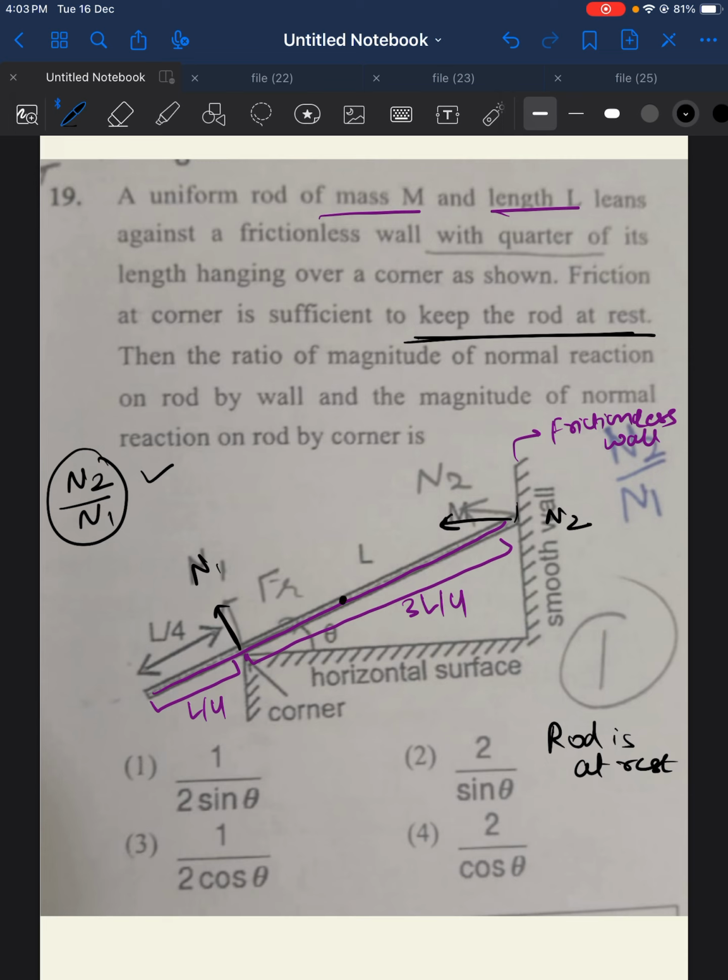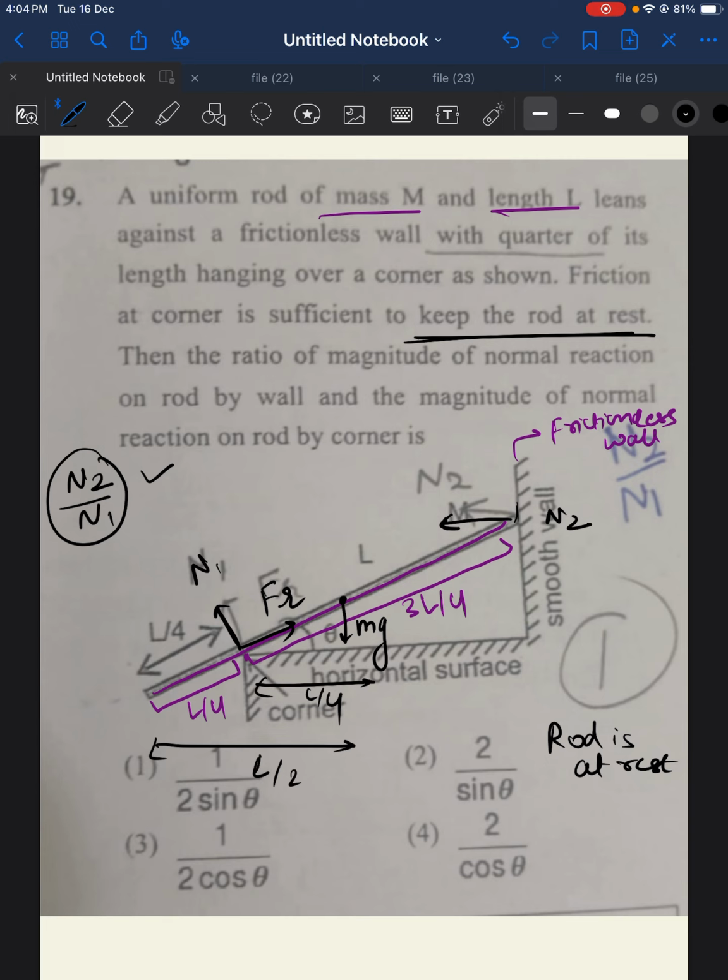At L by 2, mg will be acting in a downward direction, where the L by 2 length, sorry, this is completely L by 2, so this will be L by 4, right? Now this point is providing the friction, so the friction force will be in the backward direction. Let us label it as Fr. So these are the forces which are going to act.